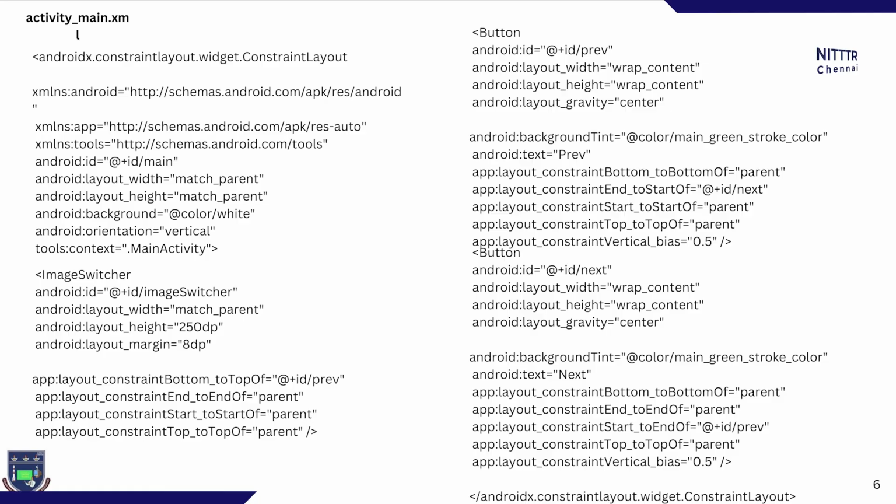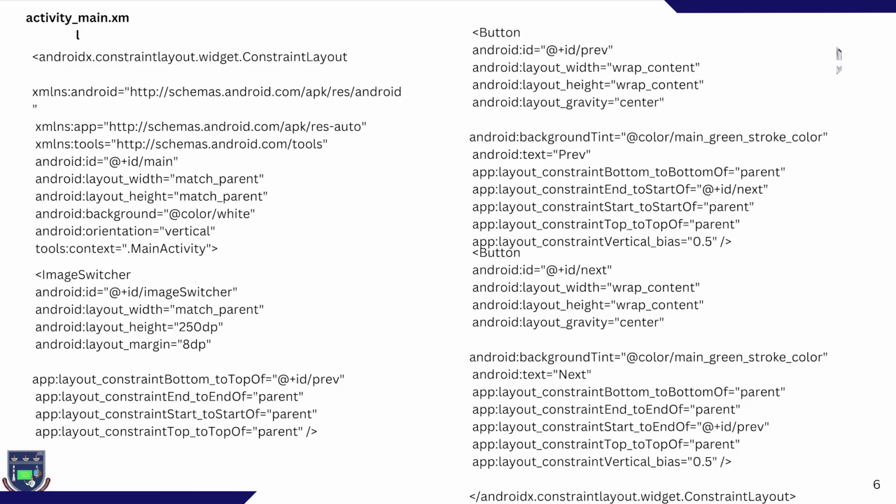Next we will explore activity_main.xml. Now let's go through the XML layout used for our ImageSwitcher as an example. First we have to set up the ConstraintLayout. Here we start with the ConstraintLayout, which helps position user interface elements relative to each other or the parent layout. The layout has a white background and takes up the entire width and height of the screen.